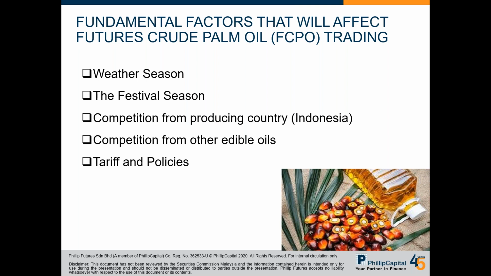Last will be the tariff and policy. Malaysia relies on exporting to build the country's economy. Hence, to hit the highest GDP, the government may lower the tax rate to help strengthen exports and reduce inventory levels. This action can make the market liquidity higher, which is more favorable to the traders.